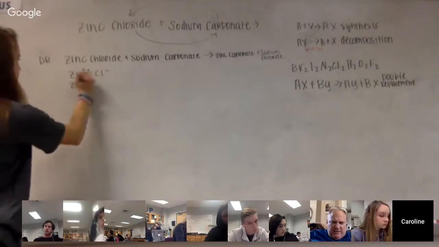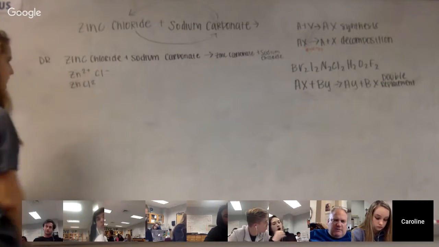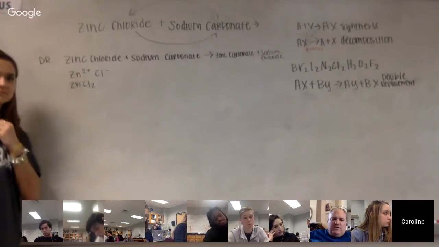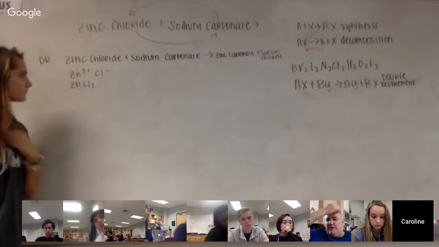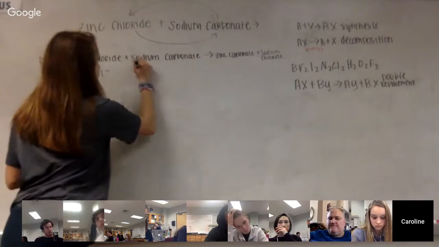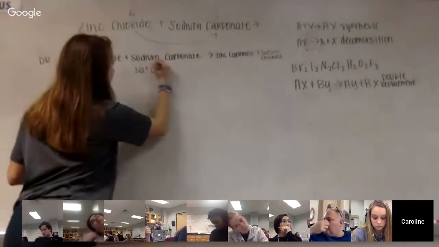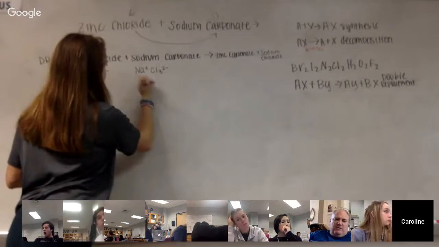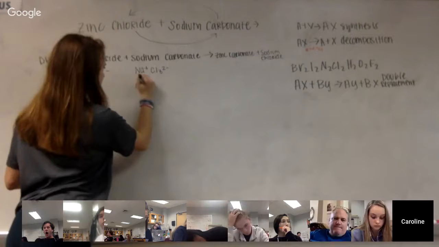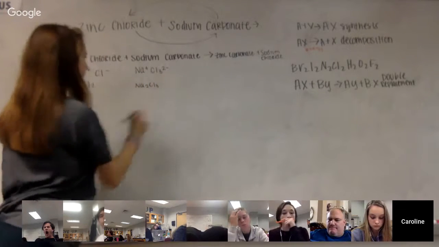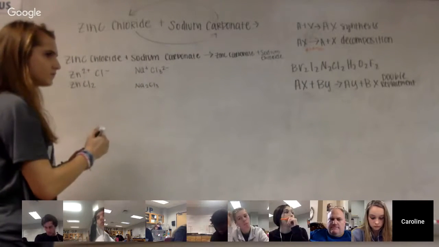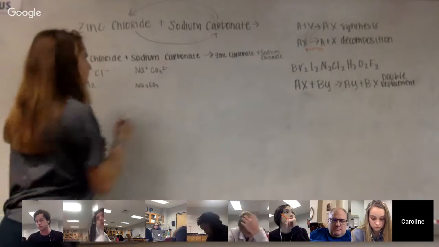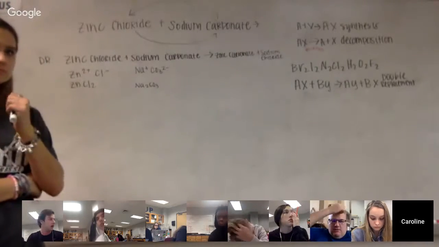Is there a 2 there? I can't really tell. Cl2 down below. Do you see that all we did right there is we just crossed over the 2 and the minus? And then for sodium and carbonate, don't we have Na+ and CO3 2-? And again, when we cross over, we end up with Na2CO3. Good. Arrow.